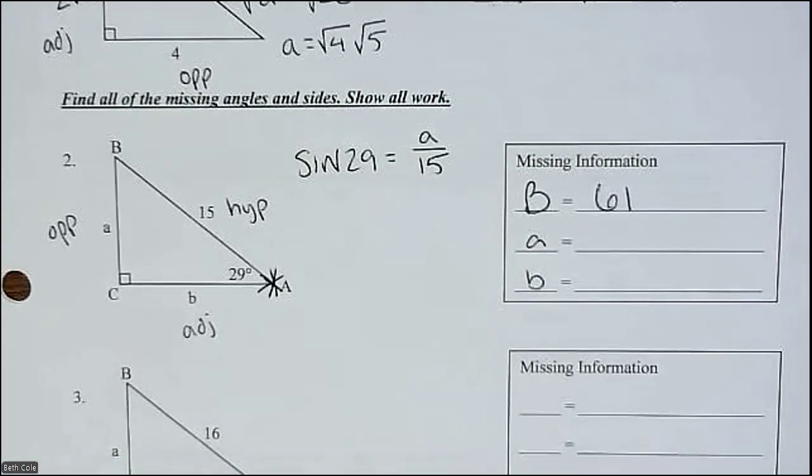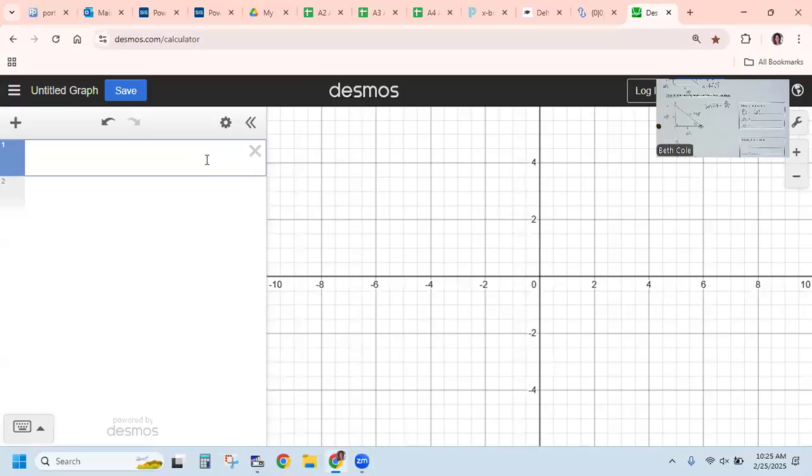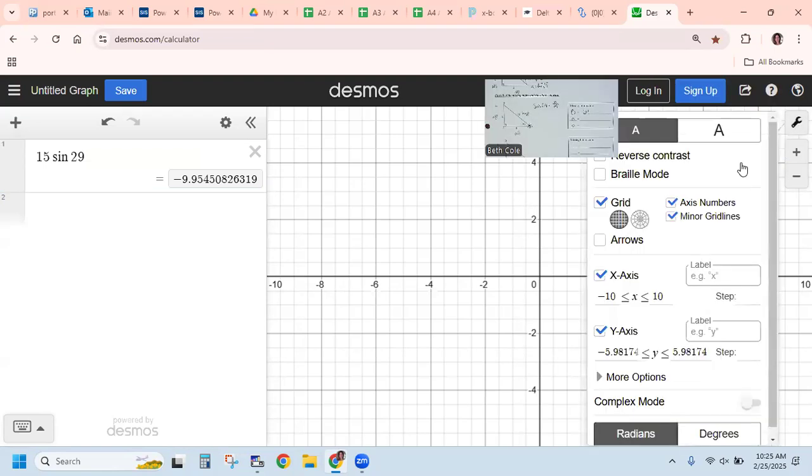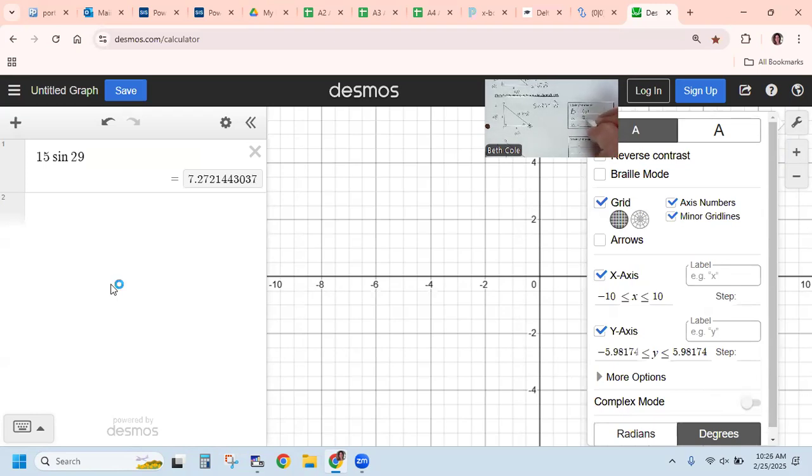Now, how am I going to type that in the calculator? Yep, 15 sine 29. I don't think I am in the correct mode. I can tell because that came out negative. Go to gear, put it in degrees. So 3 decimal points, 7.272.